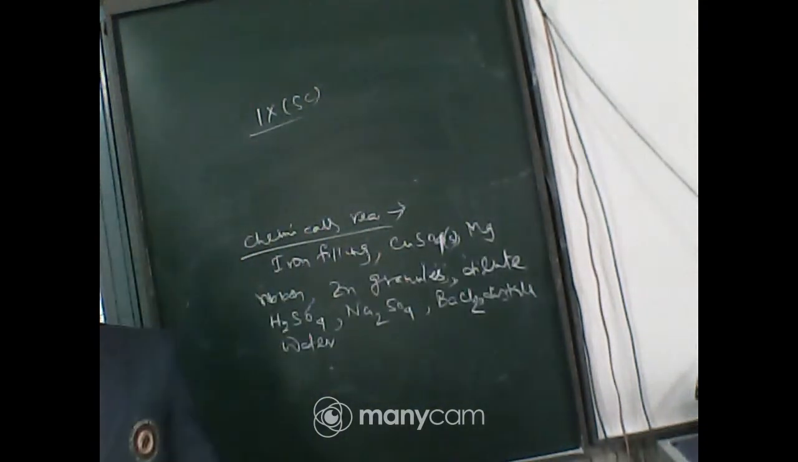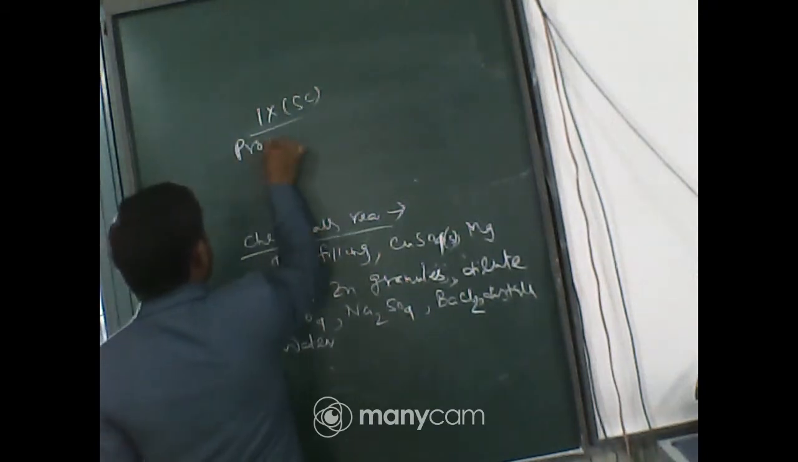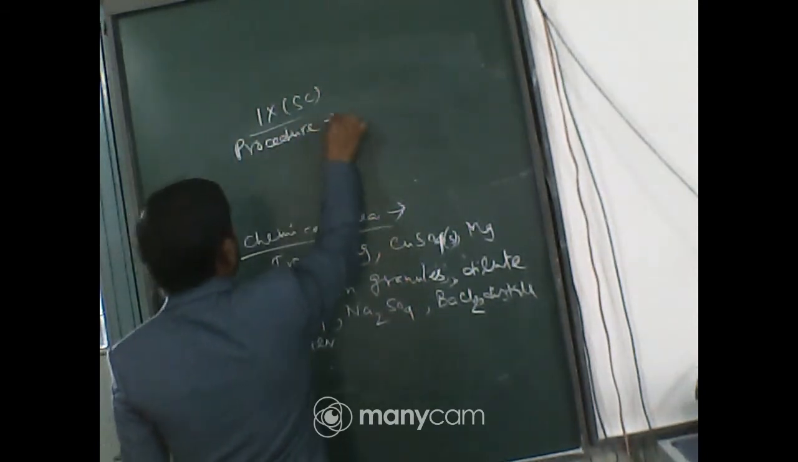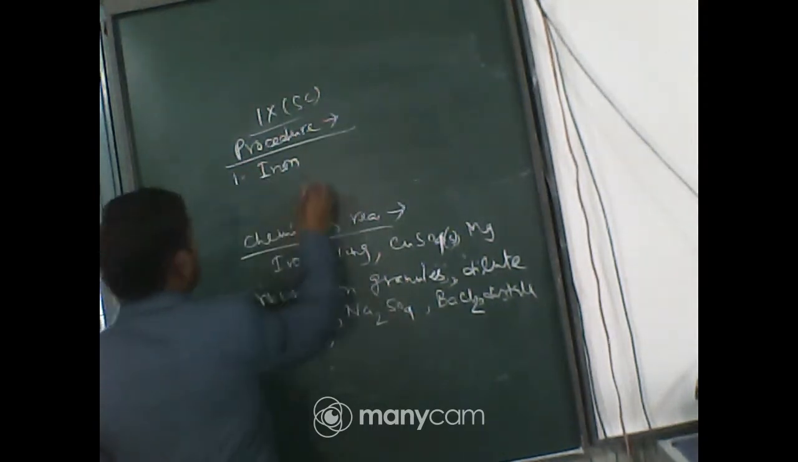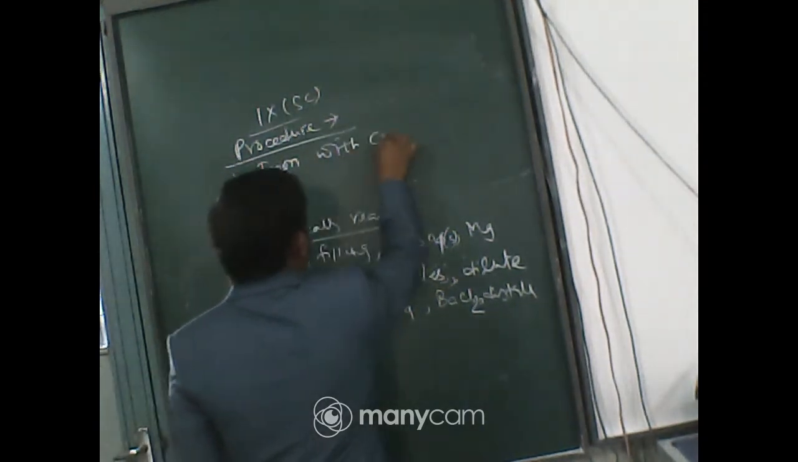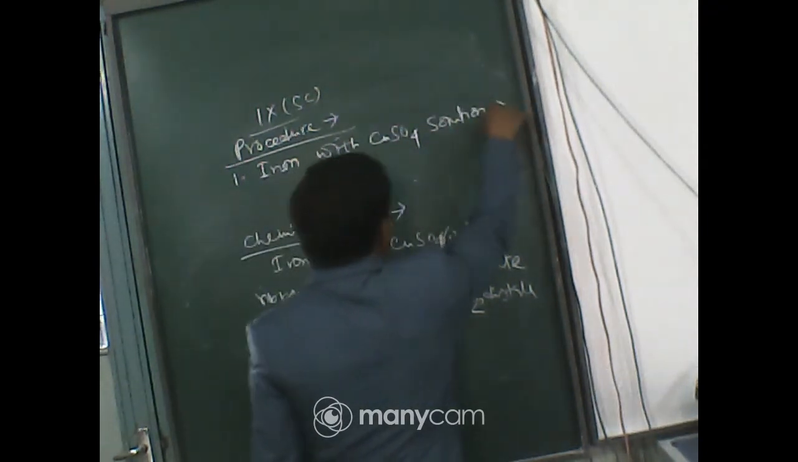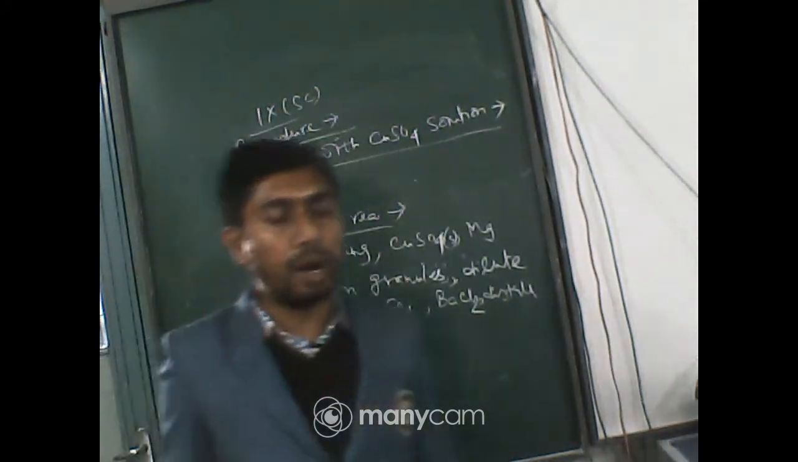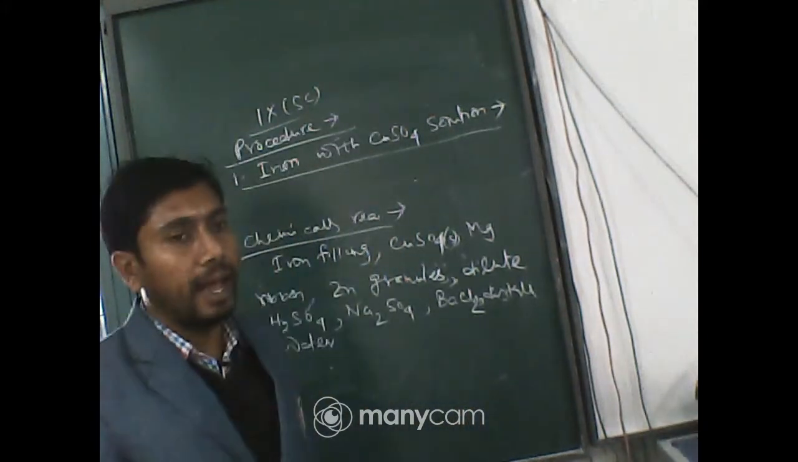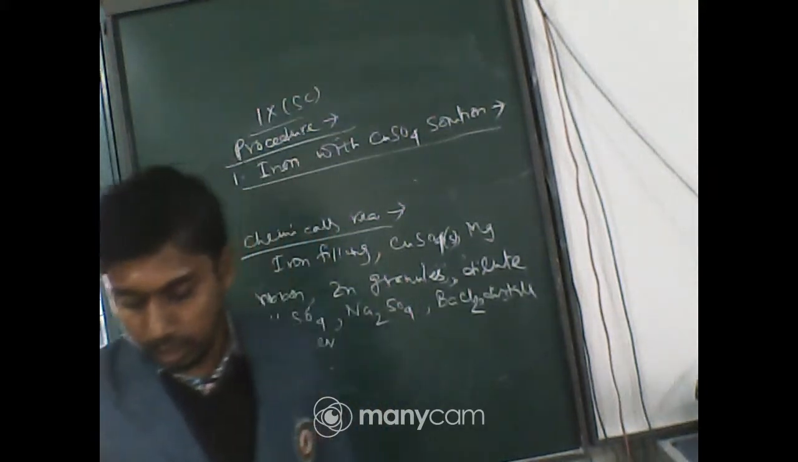Next, the first experiment: iron with copper sulphate solution in water. Procedure. Number 1, iron with copper sulphate solution. Now, how to make copper sulphate solution? Add an amount of copper sulphate solid, add water to it and shake it, it will dissolve.